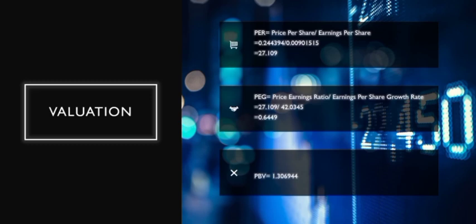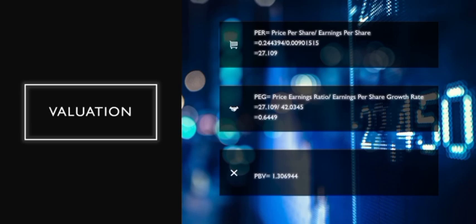So the PER for Chin Hin Group is 27.109. This ratio is used for valuing a company by measuring its current share price relative to its earnings per share. This ratio has to be in a range of 10 until 50 only, because below 10 we consider it undervalued, and above 50 it is considered overvalued. So Chin Hin Group's PE is in the normal range.